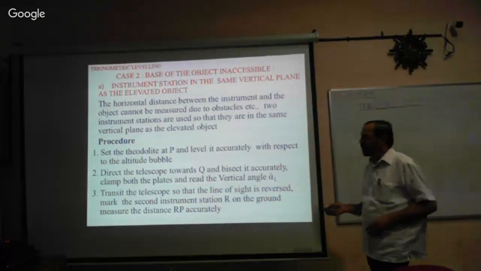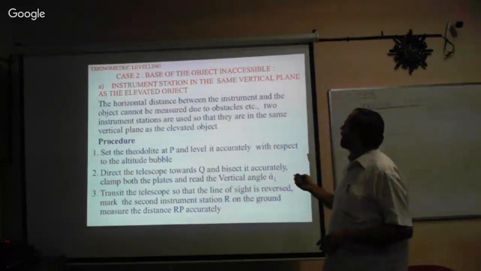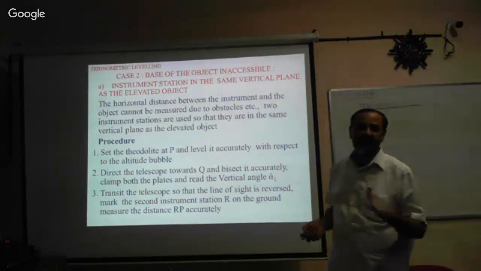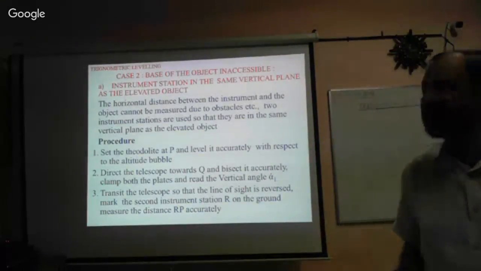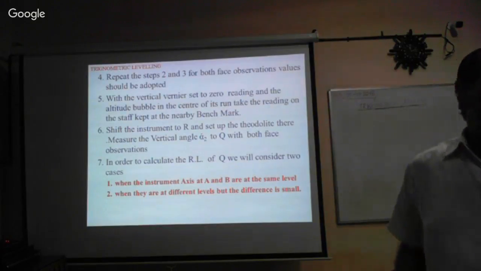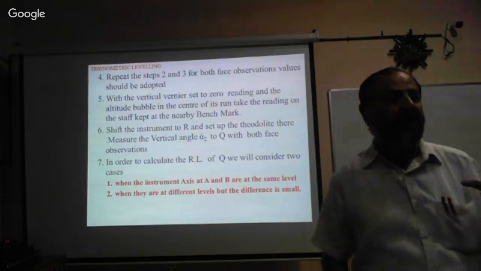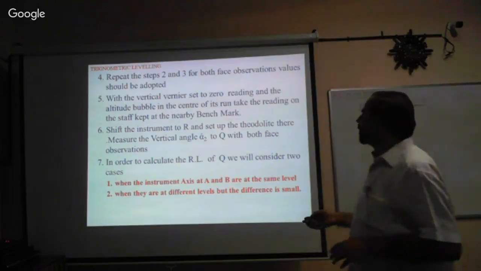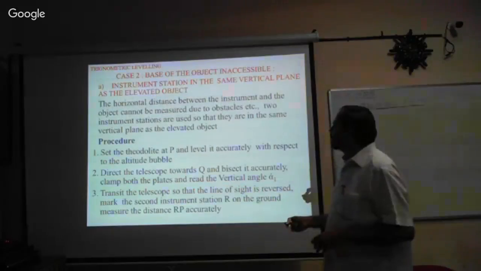Then the second case: instrument station in the same vertical plane when the base of the object is inaccessible, not possible to reach the base of the object. How to do this? Let us be very careful about this. Normally this kind of problem will be asked in the examination, and that problem may carry 10 marks in the examination. So you must note this down.